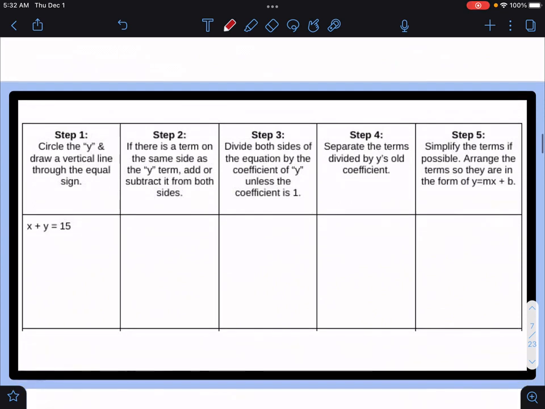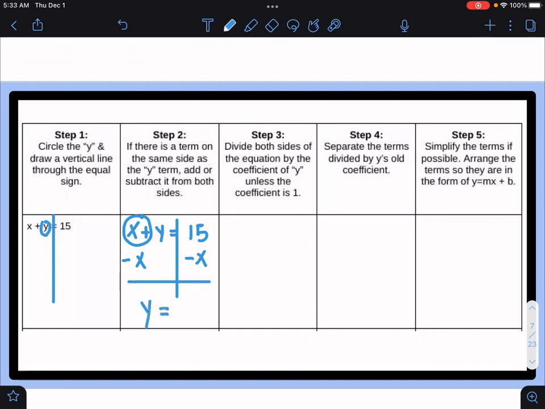So in order to do this, I made a little graphic organizer so we can go through the steps. Alright, step 1. Circle the y, and draw a vertical line through the equal sign. So let me write that here. x plus y equals 15. Step 2. If there is a term on the same side as y, there's an x on the same side, add or subtract it from both sides. Well, that's a positive x, so I'm going to have to subtract x. And when I do that, I get y equals 15 minus x.